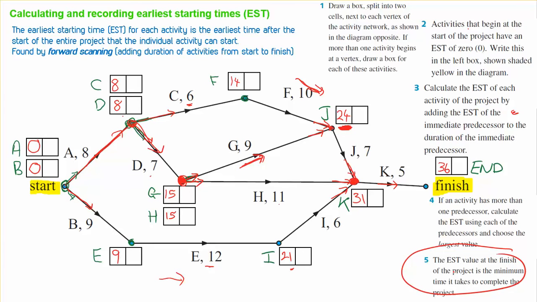You'll notice that it says the earliest starting time value at the finish of the project is the minimum time it will take to complete a particular project. So in this case, that is 36. But we're not quite done yet. What we need to do is fill in these other boxes.